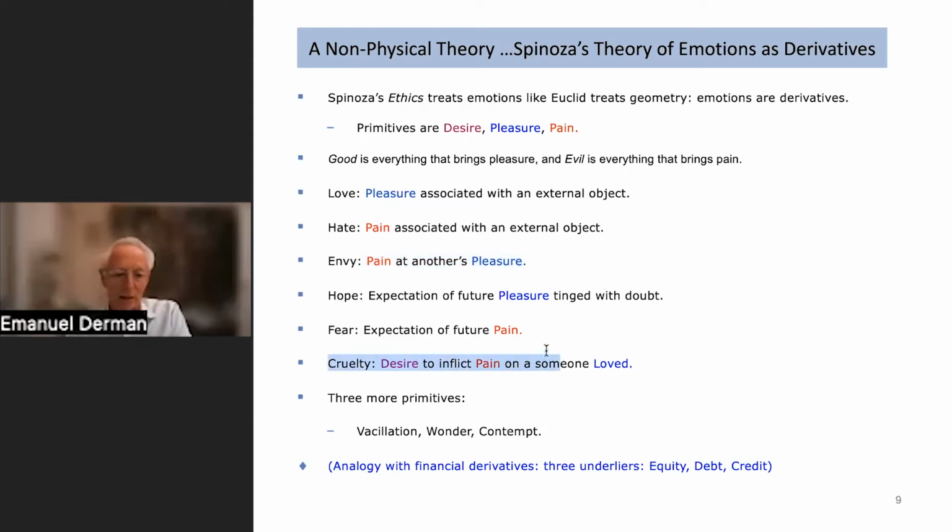Among them, he has a triple derivative, cruelty. He calls it somebody's desire to inflict pain on someone that's loved. He also has three more primitives, which I won't go into: vacillation, wonder, and contempt. Wonder is actually what Moses experiences at the burning bush, which is when you're confronted by something that doesn't fit any of the categories that you already have for understanding things.